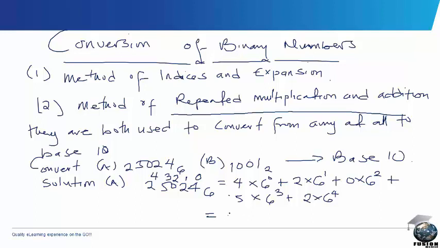And we have 4 times, that means 6 raised to power 0 is written as 1, plus 2 times 6 raised to power 1 is 6. Plus 0, because ordinarily anything multiplied by 0 is 0, so we just write down 0 here. Then plus 5 times 6 raised to the power 3. 6 raised to the power 3, that is 6 times 6.